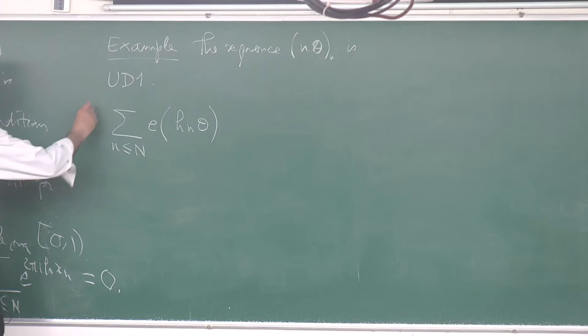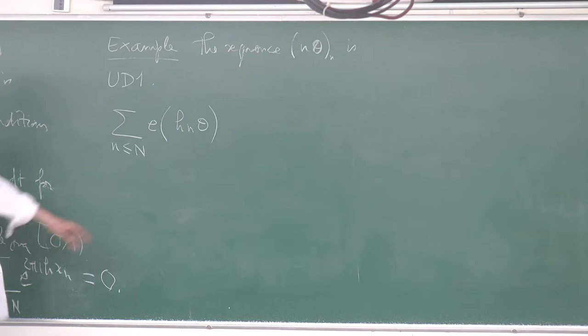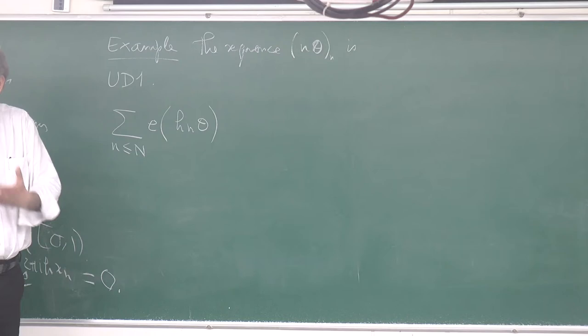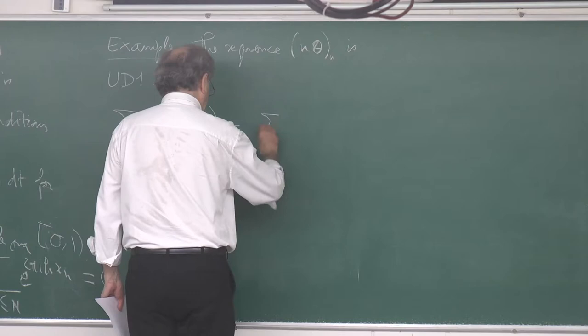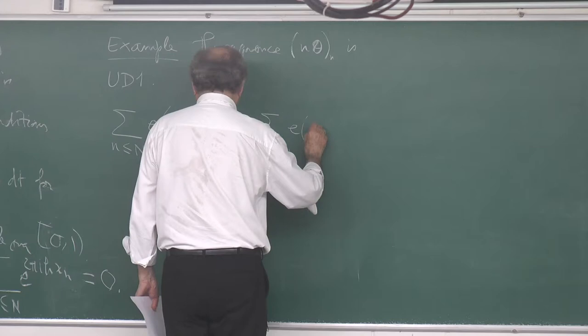Okay? Well, this is very easy to compute, because this is just a geometric progression. Exponential of h times something is the exponential of something to the power h. And so this is the sum n up to N of something which is exponential of h theta to the power n.